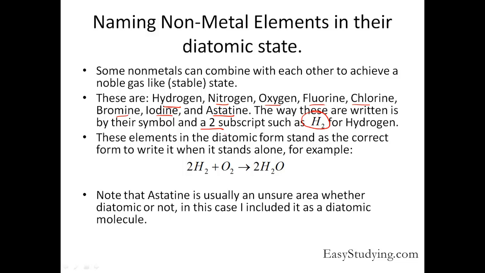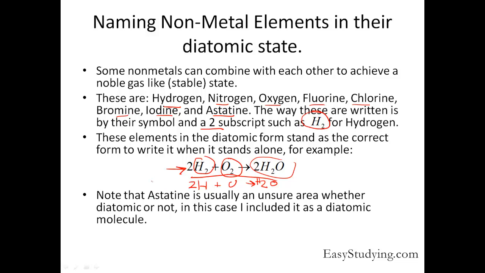When writing chemical equations, elements are written in their diatomic form when they stand alone, such as in this formation of water. As you can see, H2 and O2 are both diatomic molecules, and they form water. We do not write them standing alone, such as H plus O leads to H2O. That is an incorrect way to write it, because this is the way they exist naturally when they form water.